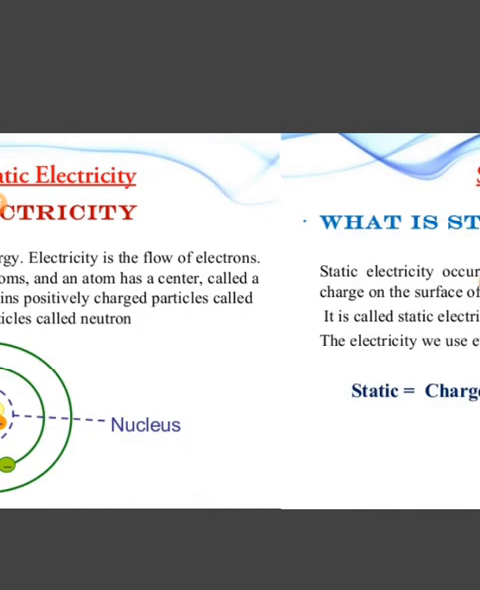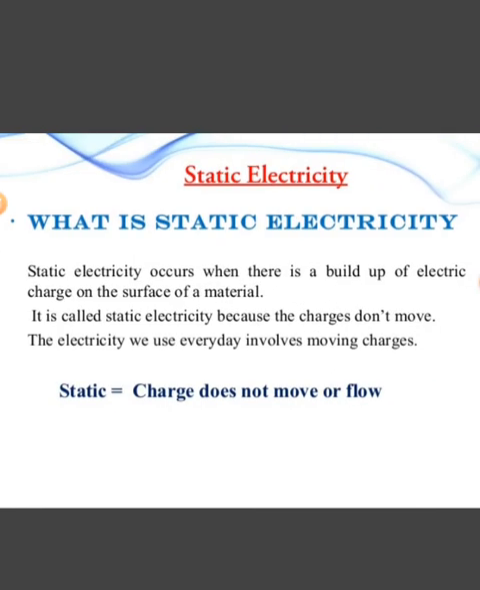Now, what is static electricity? Static electricity occurs when there is a buildup of electric charge on the surface of a material. Buildup of what? Electric charge on the surface of a material. It is called static because the charges don't move. So the electricity we use every day involves moving charge.